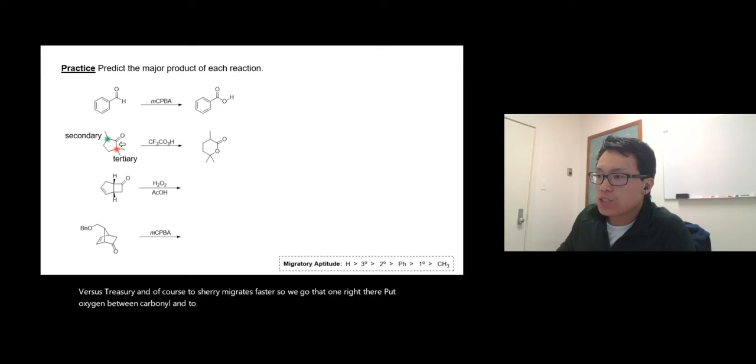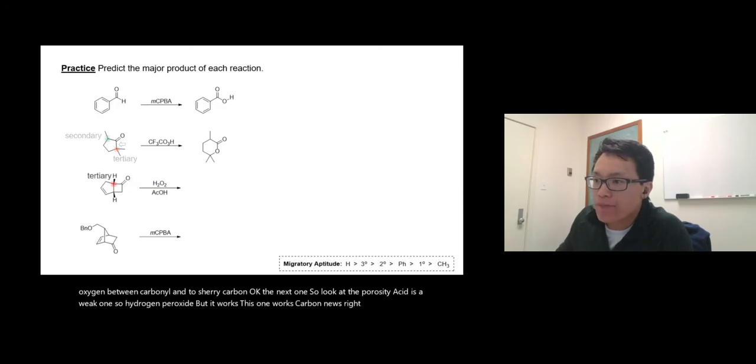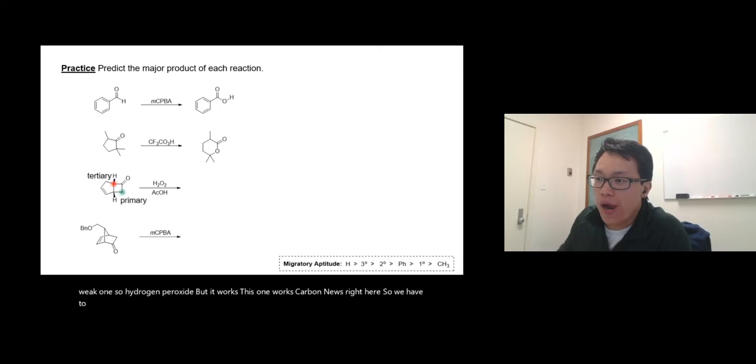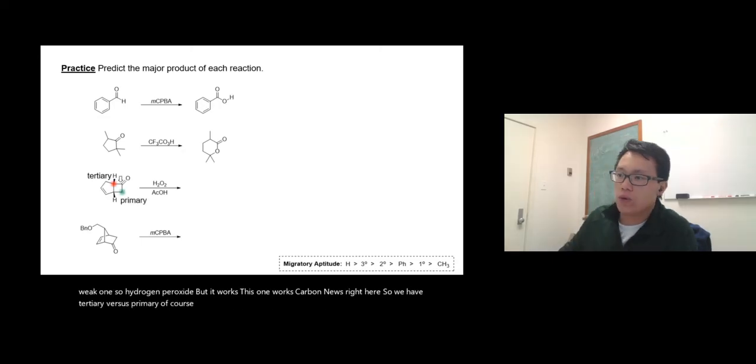The next one. Look, the peroxy acid is a weak one, it's hydrogen peroxide, but this one works. The carbonyl is right here. So we have tertiary versus primary. Of course, tertiary wins, right? So insert oxygen right there.